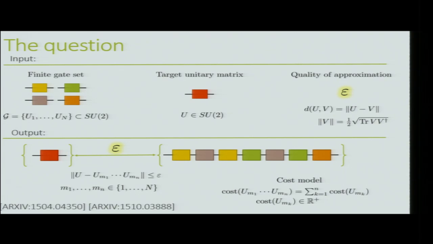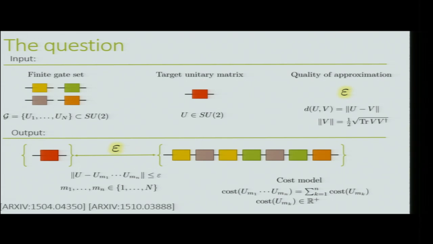Our question is that we want to find a sequence of elements of the set G such that we can achieve our approximation quality epsilon. We also have a cost model. Having to implement each of these elements of the set G on a quantum computer will come at a certain cost. So the total cost of executing an approximation to this operation will be just the sum of the costs of each of them, and cost is just some real number. This is the basic statement of the problem.